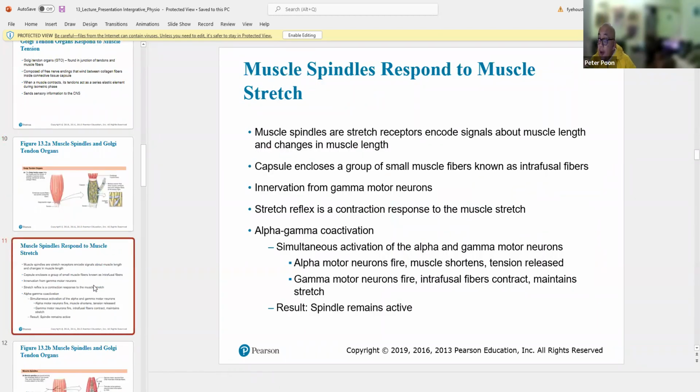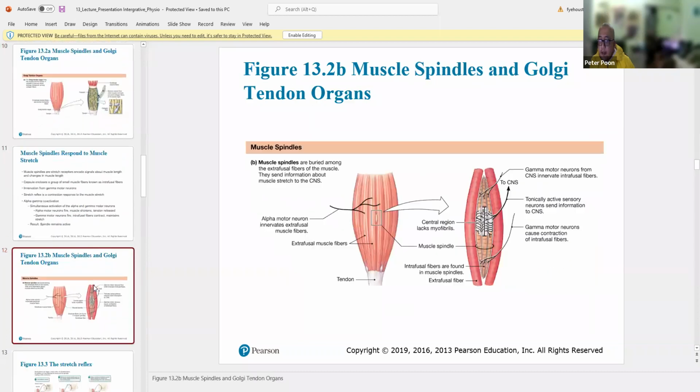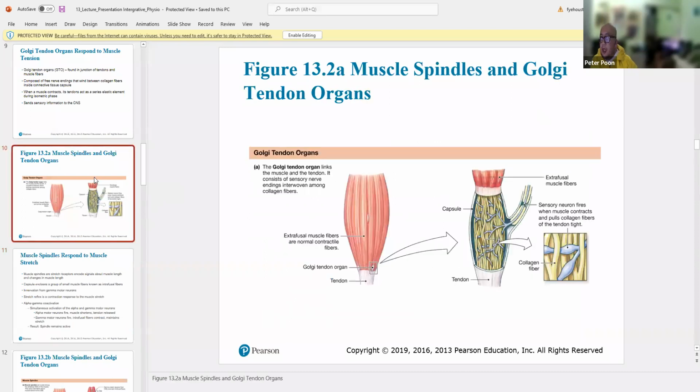The Golgi tendon organs measure load. I don't know why they don't explain it in this version of the PowerPoint, but the old versions do. You're responsible for it; it's in your textbook. The Golgi tendon organs measure load, and what it actually does is it prevents you from hurting yourself.